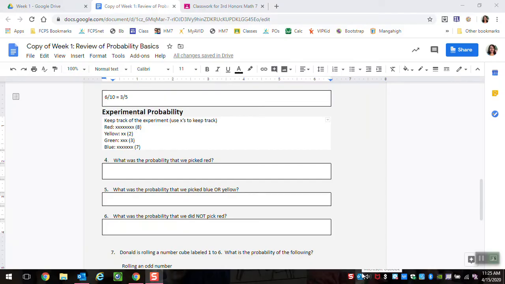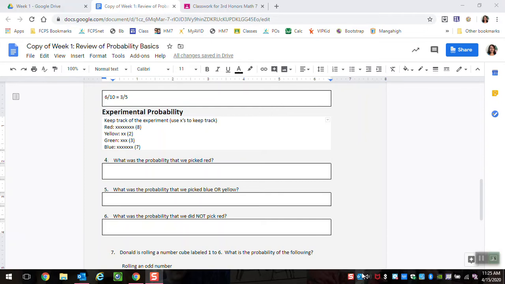Pause, and I will give you the total in a minute. All right, so I've updated your probabilities. I pulled red 8 times, so I have 8 X's. I pulled yellow twice, green 3 times, and blue 7 times, for a total of 20 times.